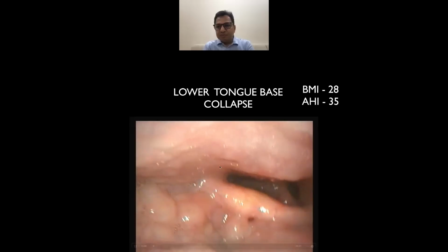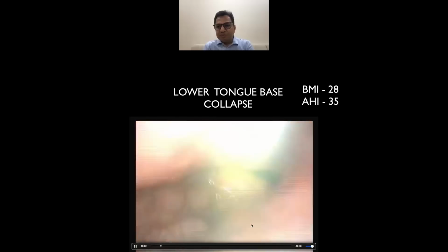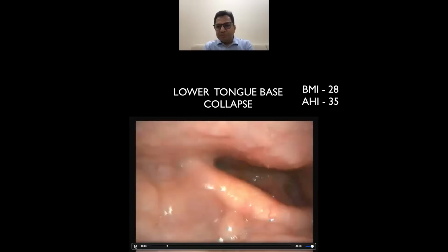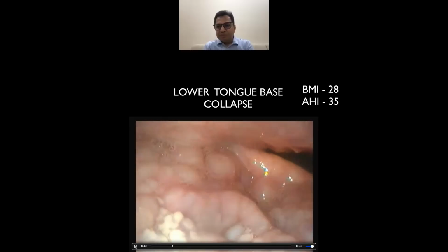And which I told you earlier, this is the base tongue collapsing on the epiglottis. So doing a glossoepiglottopexy only will not work. You have to actually debulk the base tongue here. So, and then also do the glossoepiglottopexy, but the main surgery will be the debulking of the base tongue in this case.